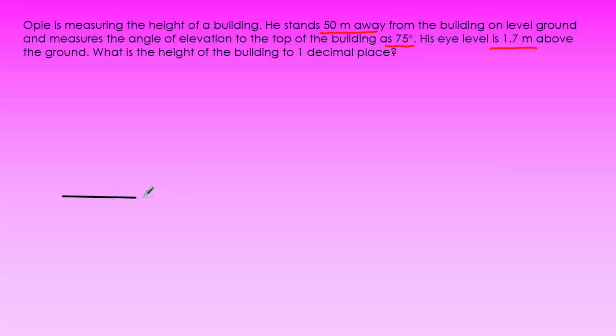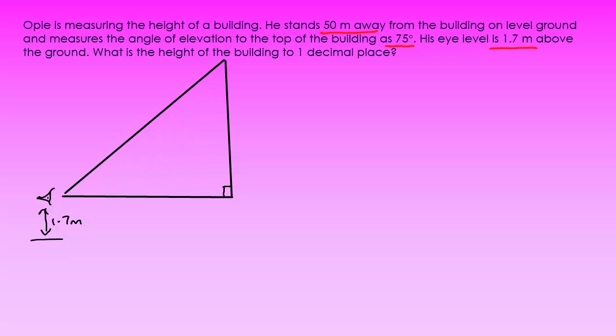So let's suppose OP is here and we have the building just here, and of course this is a right angle, and this is OP's eye, and of course we're told that that is 1.7 above the ground, and so he's looking up to the top of the building. He's standing 50 meters away from the building, and this angle here is 75 degrees.